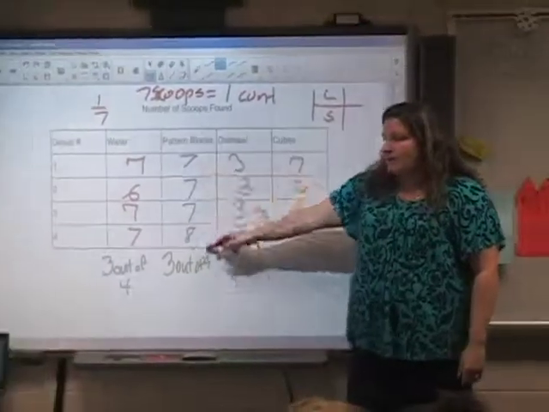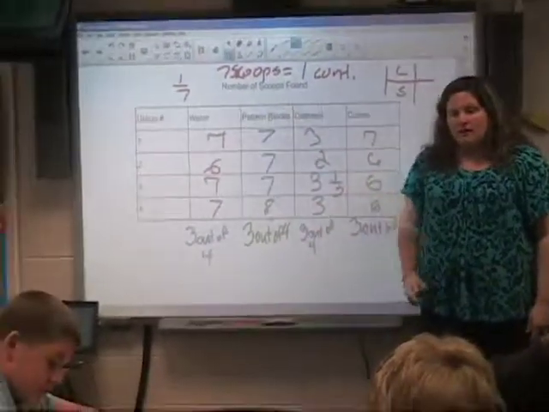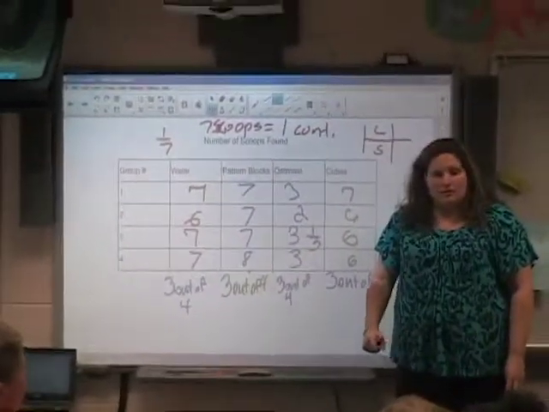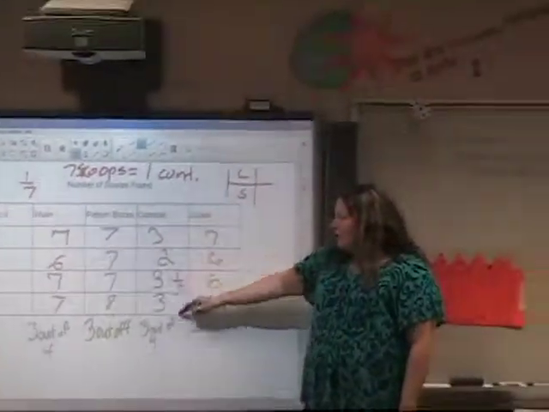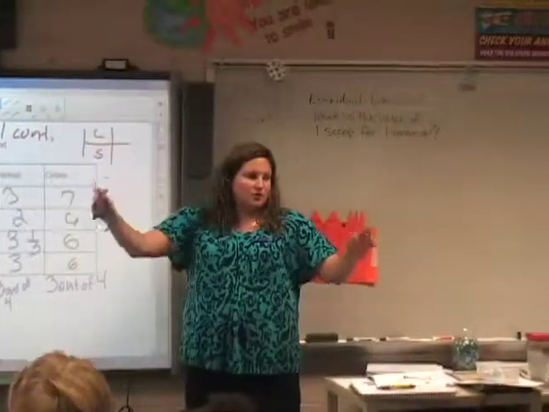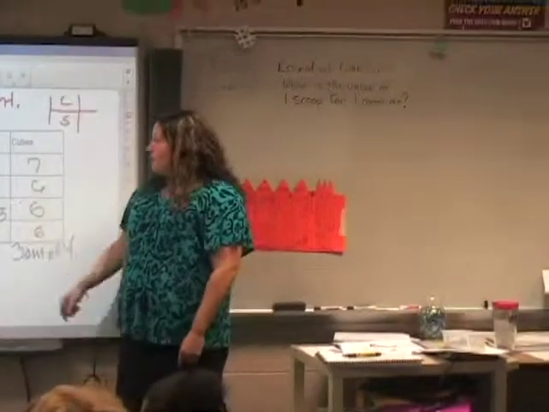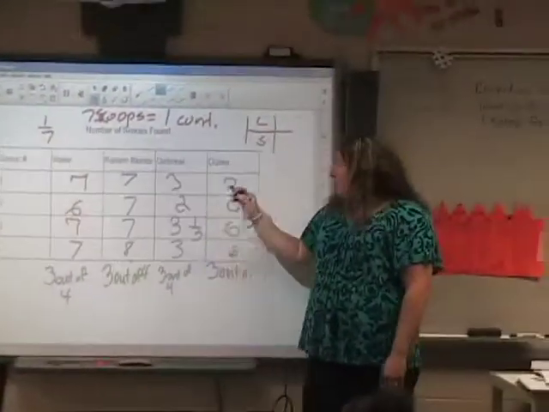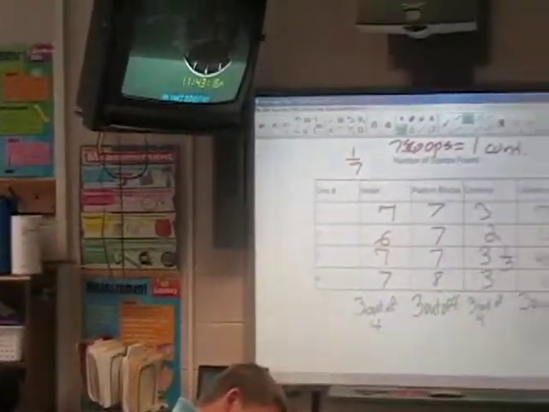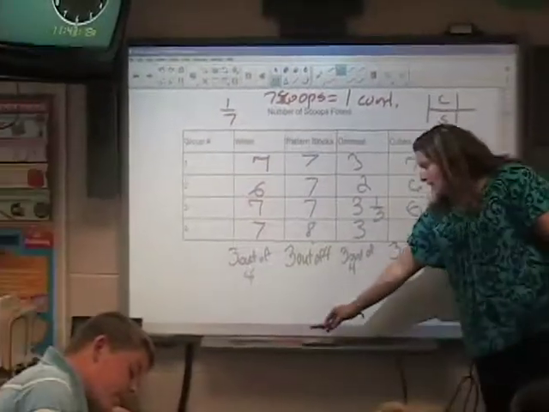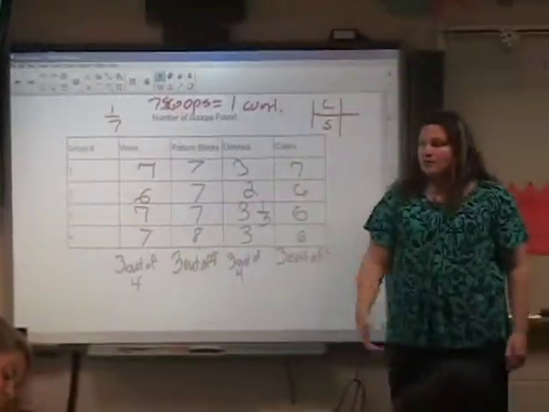Look at your pattern blocks for number 1. Put in your correct number for what you had for pattern blocks. For oatmeal, go ahead and put in your correct number for the number of scoops it took your group for that one, and then for cubes, which says blocks there. Put your number in. And then we'll talk about the rest of this tomorrow.